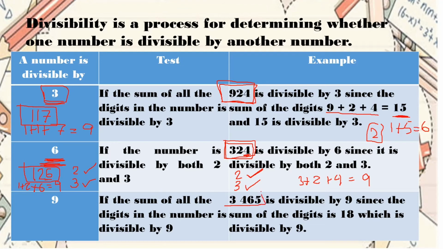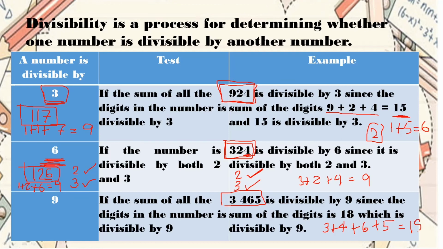So for example, we have here 3,465. So to identify if this number is divisible by 9, we're going to add these digits. So let's have 3 plus 4 plus 6, and then plus 5, the sum must be divisible by 9. So 3 plus 4 is equal to 7, and 7 plus 6 is equal to 13, and 13 plus 5 is equal to 18. So the sum is 18.